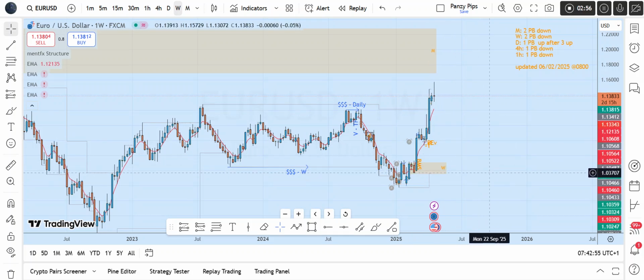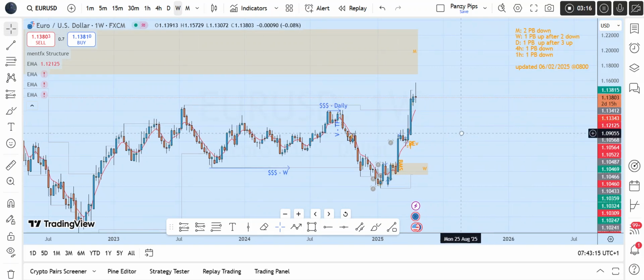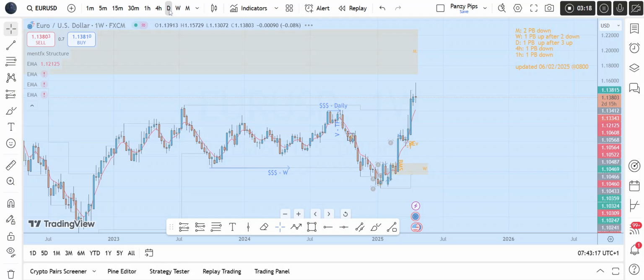And for the weekly, I'd say we are one PB up after two down. So this would be a quick change here. Sorry, let me adjust my notes. One PB up after two. All right, next time frame we'll be looking at will be the daily.